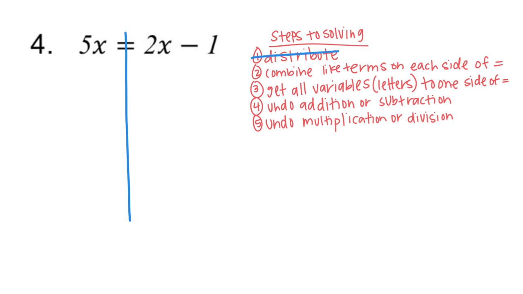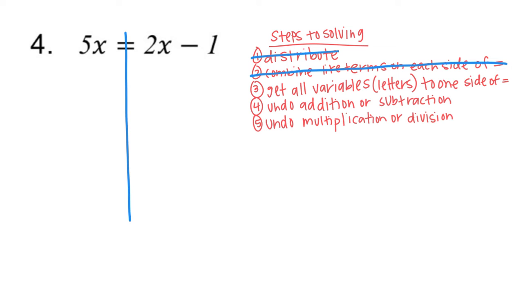On the left side, I just have a 5x, so I can't put that with anyone on that side. And on the right side, it's 2x minus 1, but those are not like terms, so they can't go together. So I don't need to do step 2. Step 3 says get all variables or letters to one side of our equals.